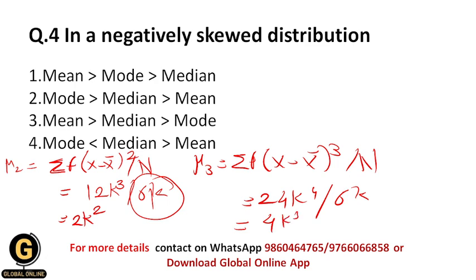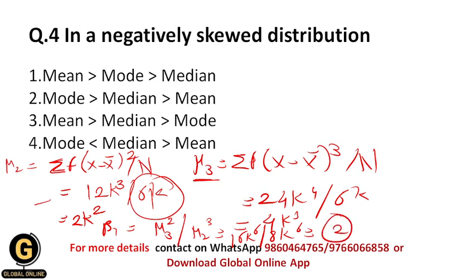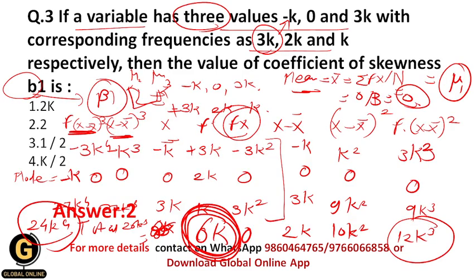Now whenever you need to find the coefficient of skewness, that is beta 1, its formula is mu3 squared upon mu2 cubed. You have found the values of mu3 and mu2. Now substitute these values in this formula, then at the end you get 16k raised to 6 upon 8k raised to 6, which equals 2. So your correct answer to this question should be 2. Okay, all of you understood.